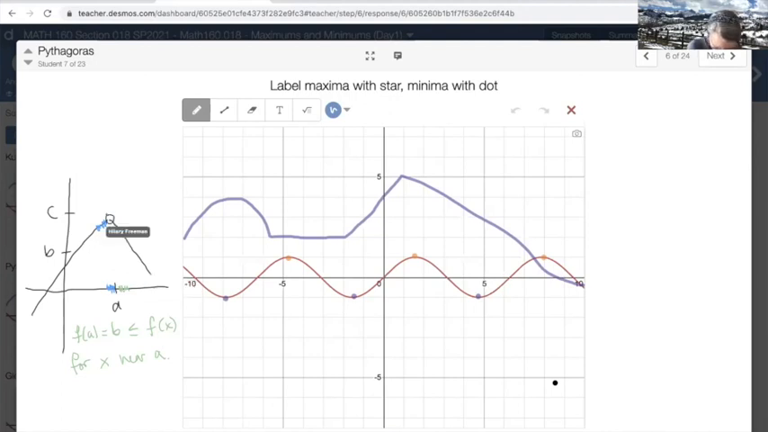Okay, new graph. Let me rephrase this. Does this graph have a maximum? And if it does have a maximum, tell me what the maximum is as best as you can. If it doesn't have a maximum, tell me why not.